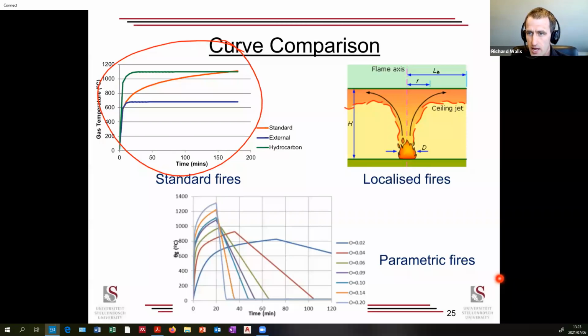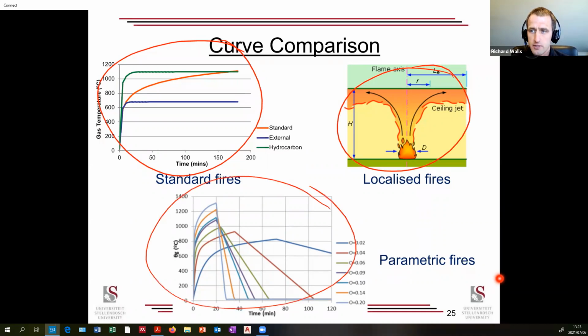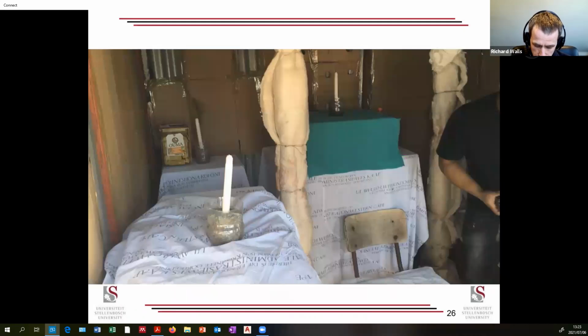So standard fires are quick and easy to generate. The fire department understands them. Everyone can talk the same language. Localized fires is when you can't have flashover, you can't have full room involvement. And then parametric fires try capture real fires. You can also have computational fluid dynamics and various other types of fires you can generate. So let's have a look at that.